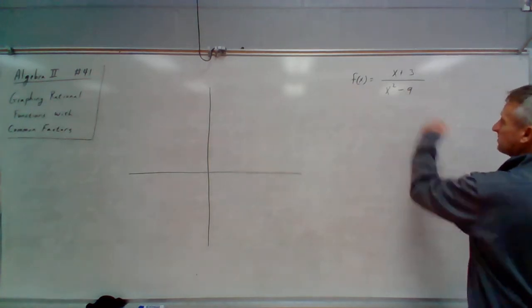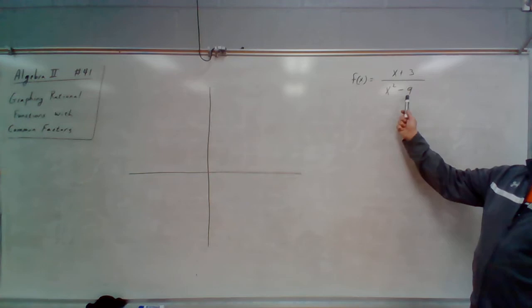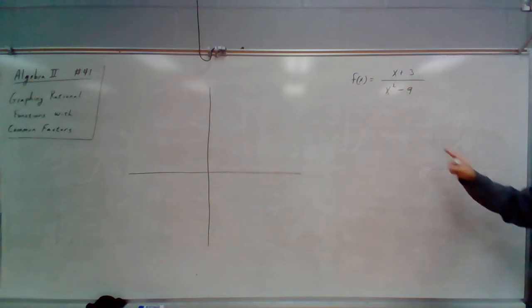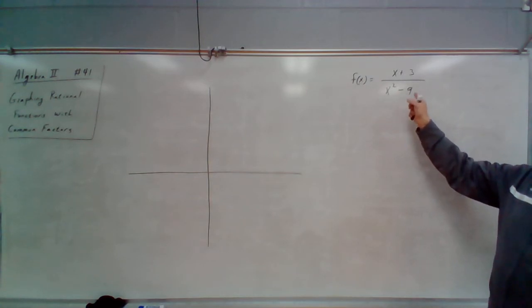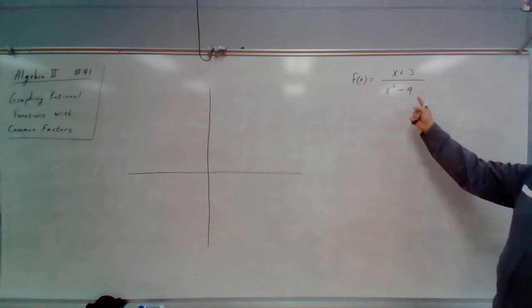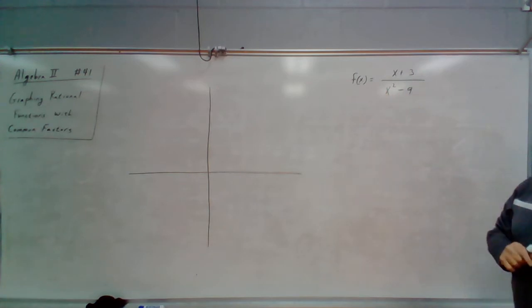All right, let's try to graph this rational function. So first off, I notice that the degree of the denominator is greater than the degree of the numerator. So I know I'm going to have a horizontal asymptote at y equals 0. And I know I'm going to have vertical asymptotes at any zeros of the denominator.